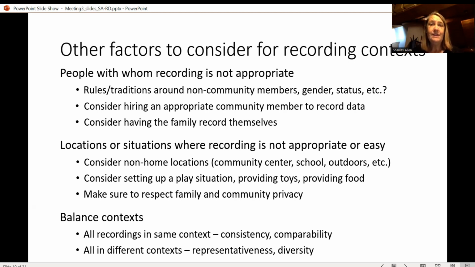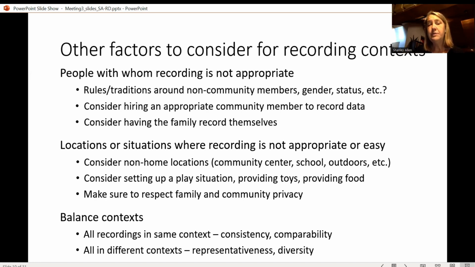Then other factors to consider. People with whom recording is not appropriate. So there may be rules or traditions in your community about people from the community interacting with non-community members, or people of different genders, or people of different statuses. So then you need to obviously take those into account in terms of who's going to do the actual data collection, or who would be the interlocutors for the child. If there's rules around non-community members interacting, then you could consider hiring an appropriate community member to record the data, or even consider having the family record themselves.